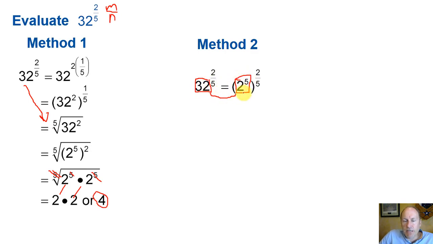That works out very nicely because we have 2 to the fifth raised to the 2/5 power. And so when we take 2 to the fifth and raise it to the 2/5 power, we're multiplying those powers, and we get 2 to the second power, which is 4.